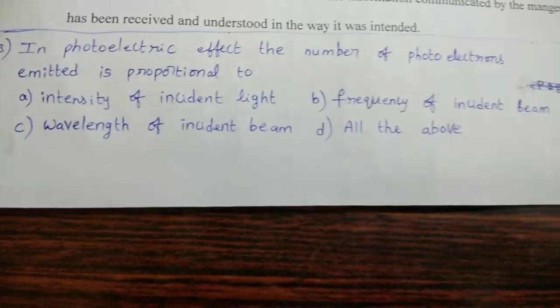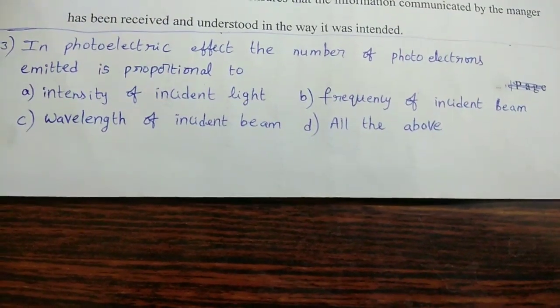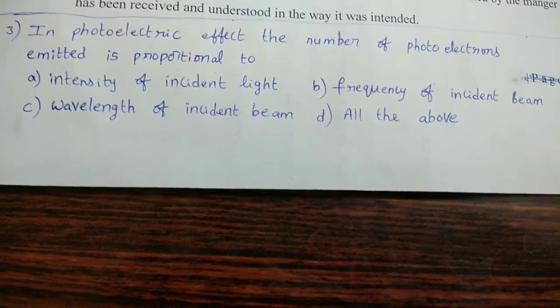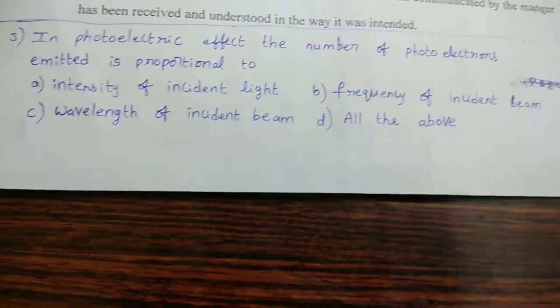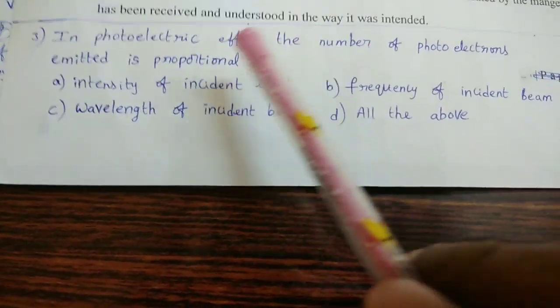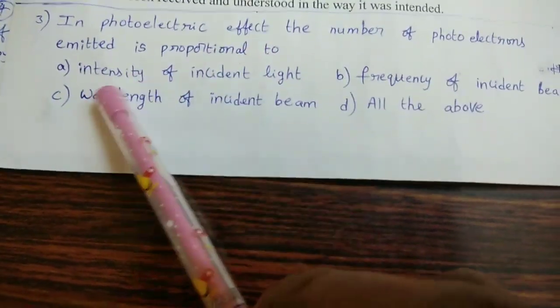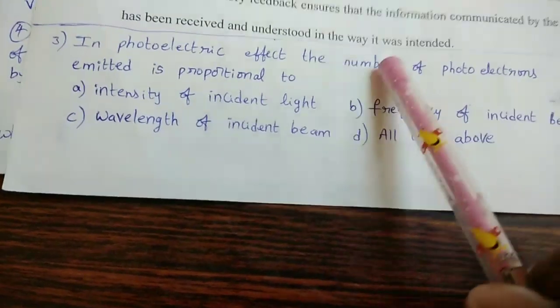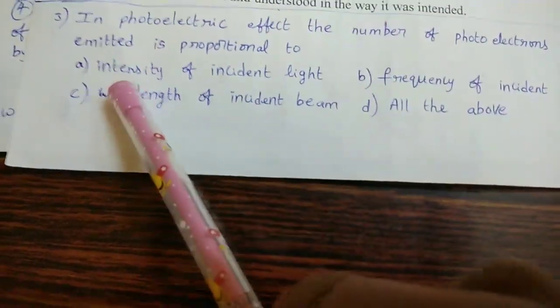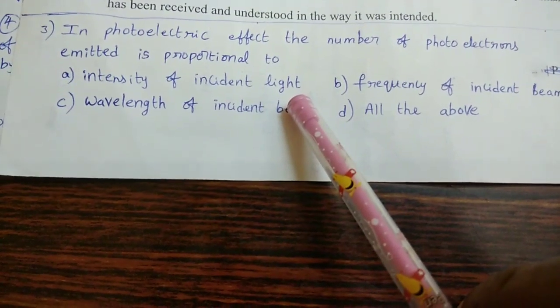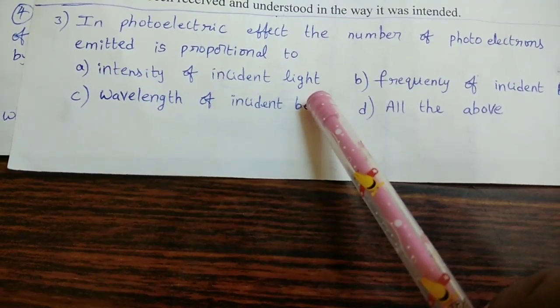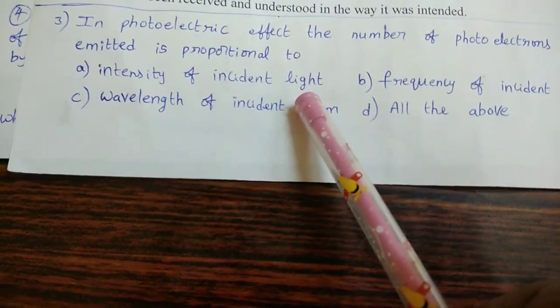Okay. Next. See this next question. In photoelectric effect, the number of photoelectrons emitted is proportional to. In the last class we completed this point. In photoelectric effect, the number of photoelectrons emitted is proportional to intensity of the incident light. Here number of electrons means it depends on intensity of the incident light. Incident intensity is more, number of photoelectrons is more. Intensity is less, number of photoelectrons is less. So option A is the answer.